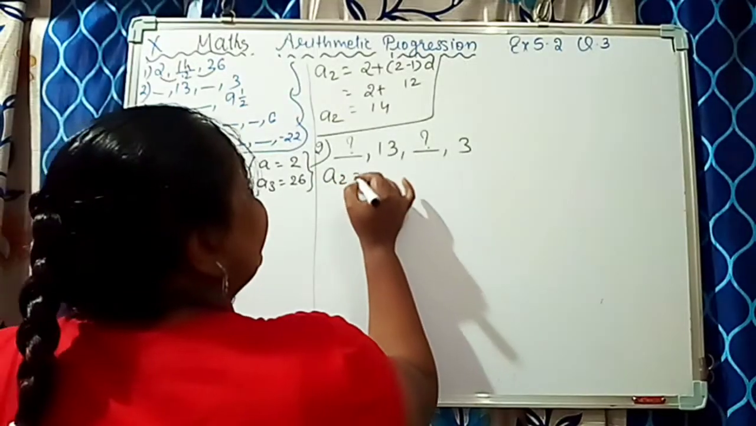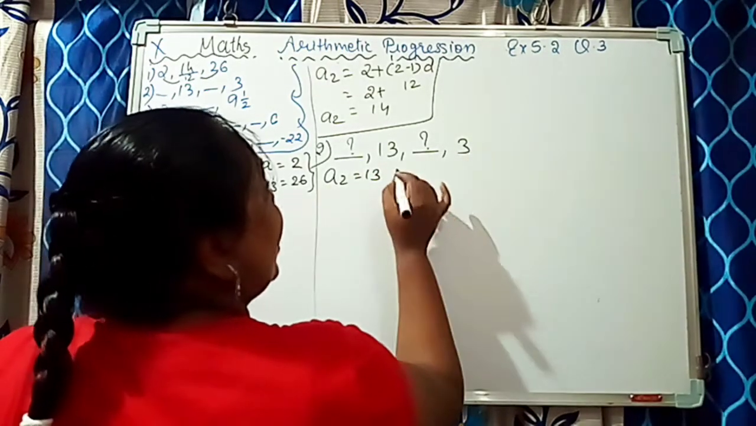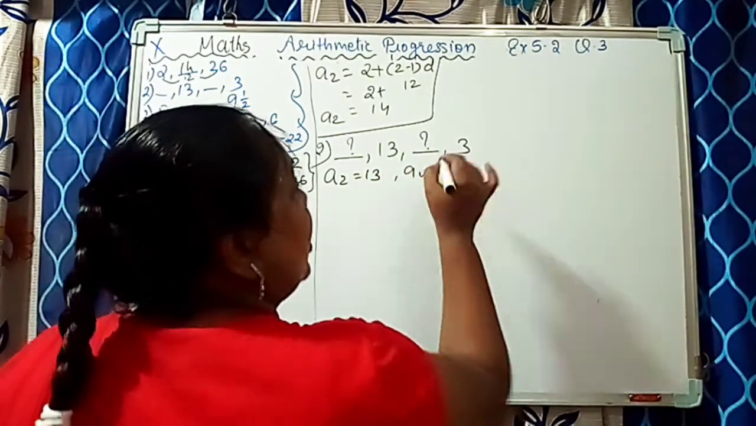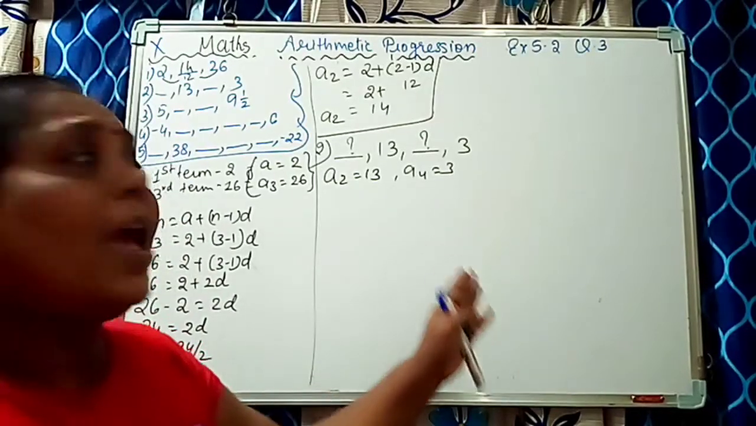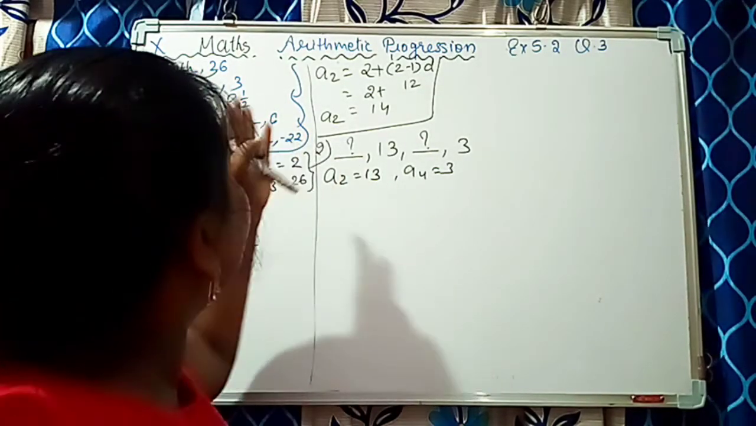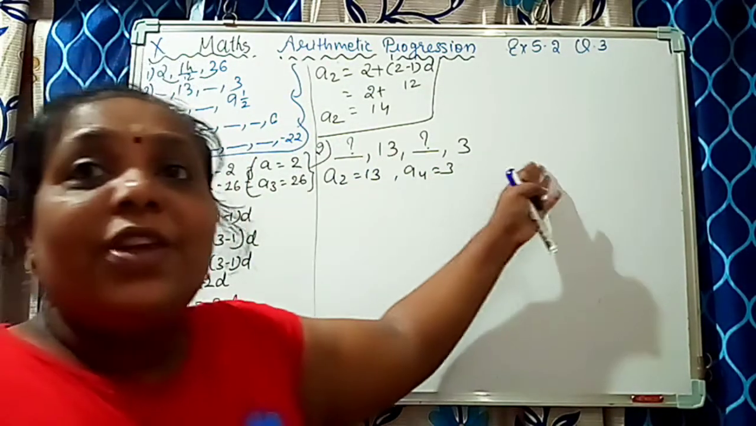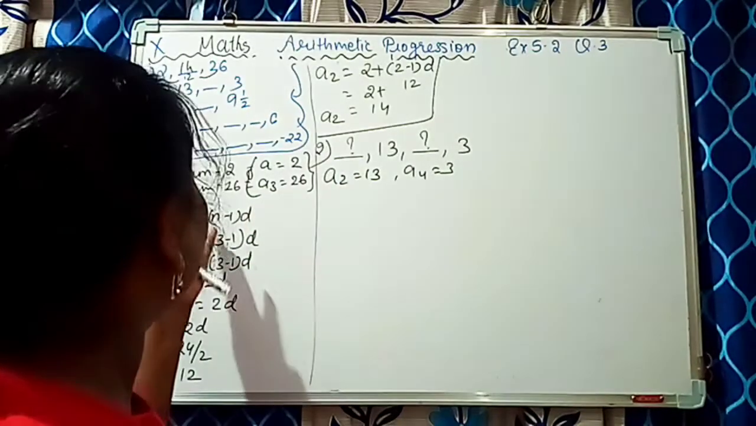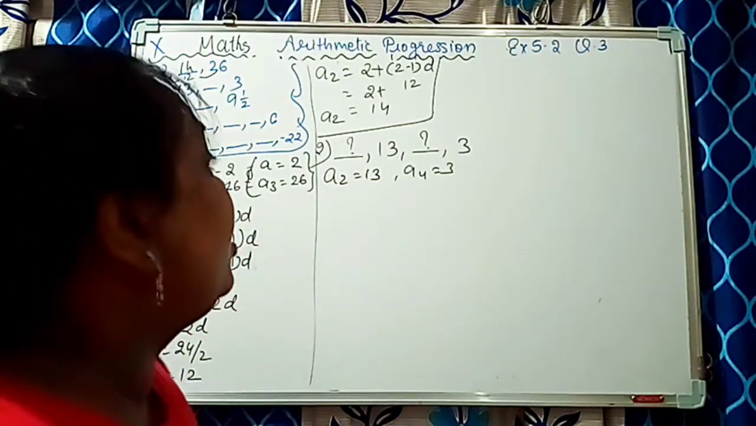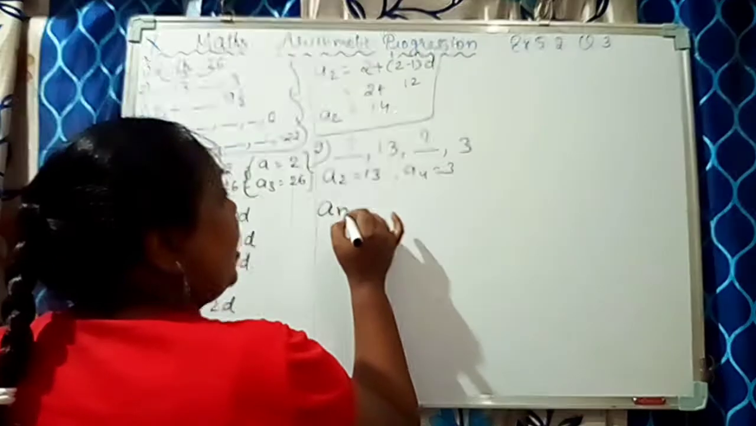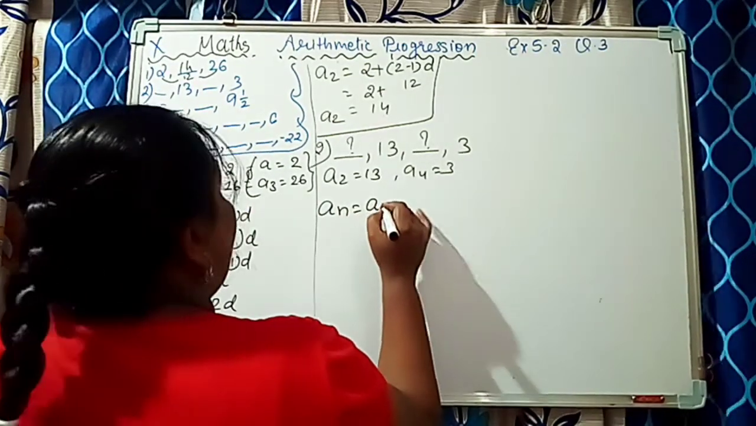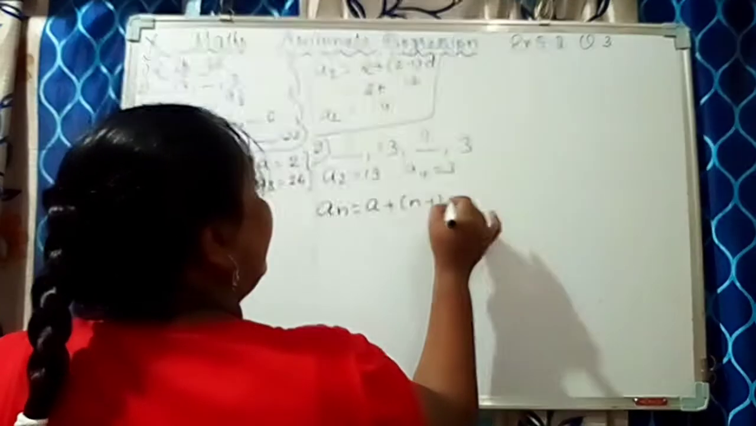तो A2 इज इक्वल टू 13. A3 नहीं दिया है. A4 इज इक्वल टू 3. ओके, ये दो दिया है. हमें पता है कि इसका टर्म अभी एस वी नो, अभी ये AP, व्हाट इज द AP? ओके, we got a formula: an is equal to a plus n minus 1 d.